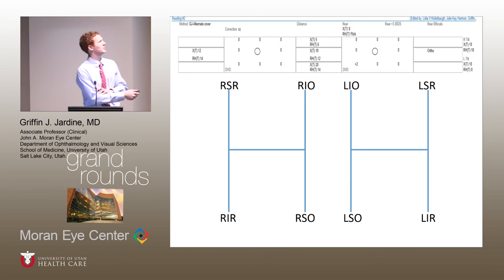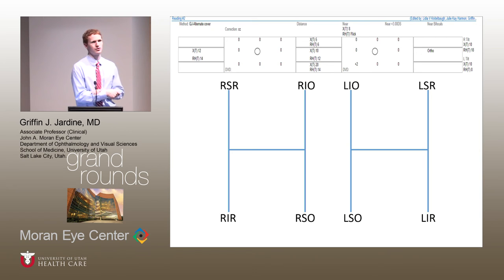So I don't know if you can see these numbers. Can you see these numbers at all here, or is it too small? It's probably too small. So this was a case that I saw just a week ago. This is a three-step test on a patient that seemed a little unusual because they had superior oblique overaction in the left eye. So there's a right hyper in primary gaze.